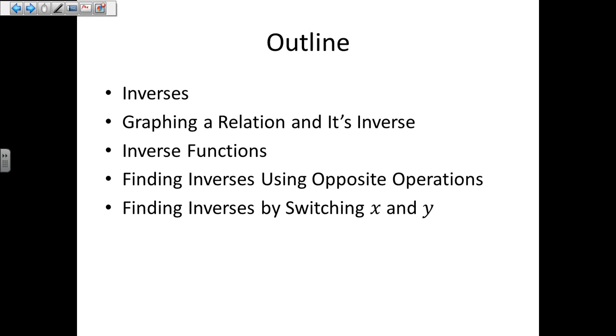The outline for this video will talk about inverses. We'll look at graphing a relation and its inverse. We'll talk about inverse functions. And we'll find inverses of functions by using opposite operations and by a method where we switch the x and y.